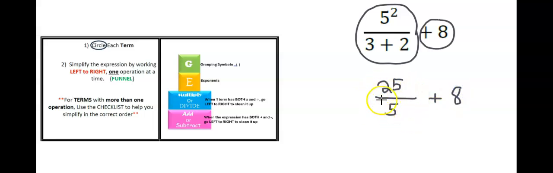Okay, this term is not in its simplest form. Remember, we had 1, 2, 3 operations: squaring, dividing, and adding. We squared already, we added already, now we've got to divide. 25 divided by 5 is 5, and 5 plus 8 is 13.